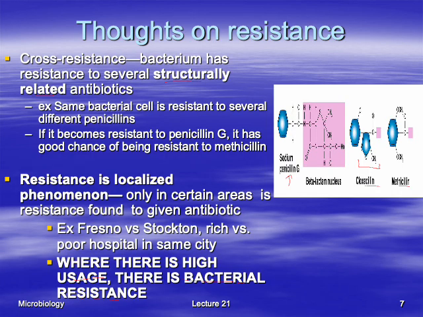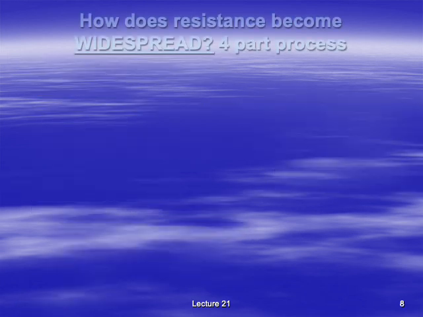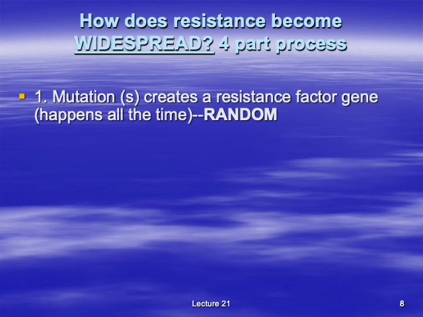Why is that so? Now we're going to go to the next idea about how resistance becomes widespread. How does resistance become widespread in an area or in a hospital? How does it become common? First of all, it's a four-part process. Meaning, how is it that suddenly there's a lot of bacteria around that are resistant to a given antibiotic, whereas earlier there were very few? How did it become so widespread? It's a four-step process. The first step we've already talked about.